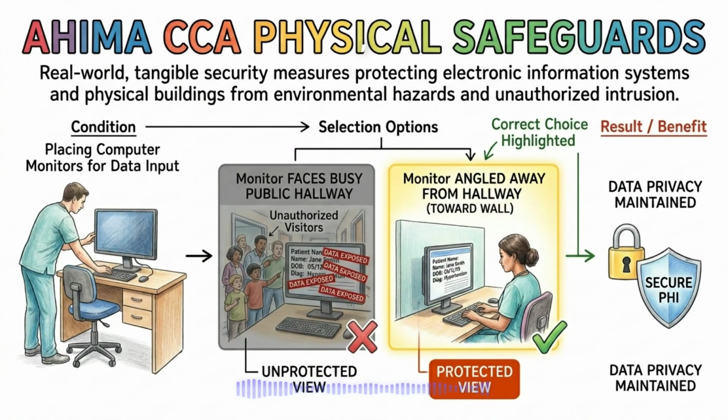Physical safeguards are the tangible, real-world security measures that protect a covered entity's electronic information systems and physical buildings from natural and environmental hazards, as well as unauthorized intrusion. These safeguards include locking the doors to the server room, using security cameras, securing laptops with cable locks, and requiring employees to wear visible identification badges at all times. A common physical safeguard tested on the exam is positioning computer monitors so they face away from public hallways, preventing unauthorized visitors from easily reading patient data.